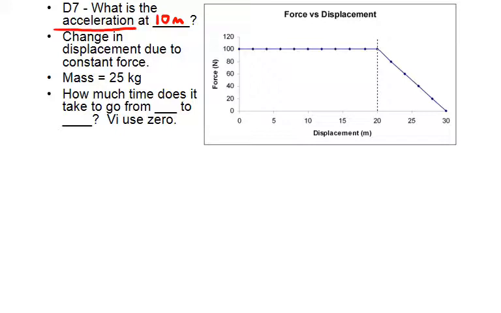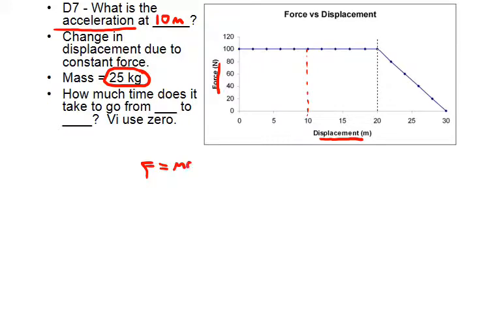And so this graph is different than the ones that we've looked at in the past, because this just tells us where the object is located and how much force is on it. And so this is not a motion graph. This is telling us how much force over a certain displacement. So we know the mass is 25 kilograms. We can come up here and find out what the force is. The force is 100 newtons.